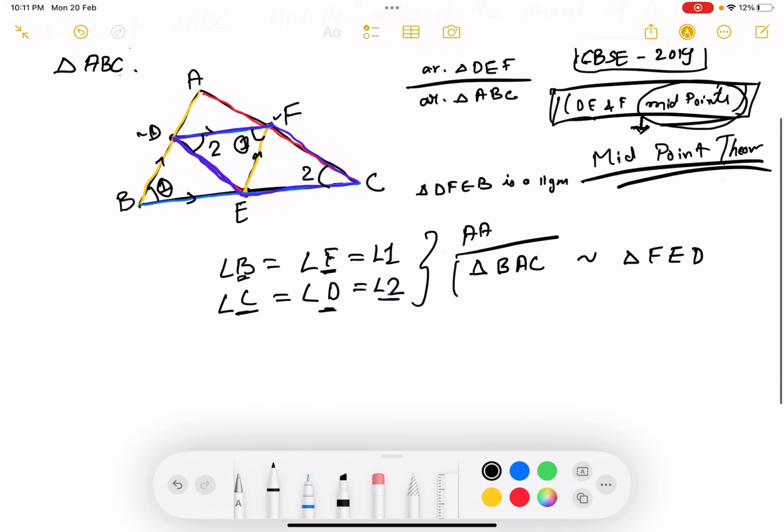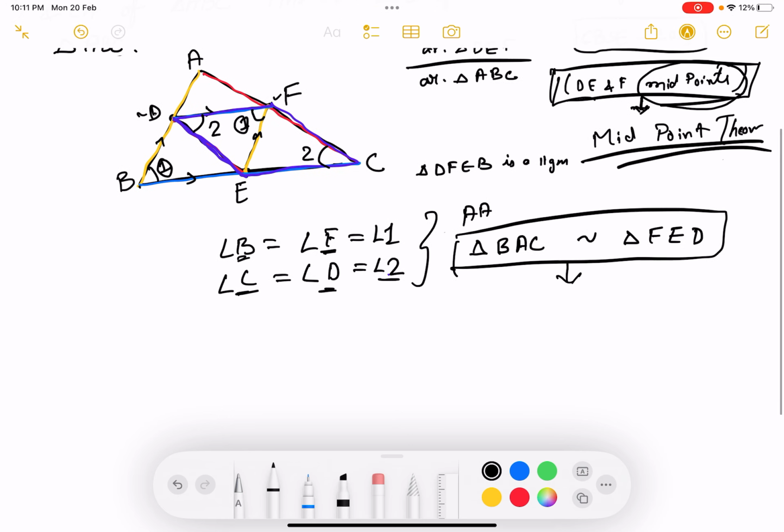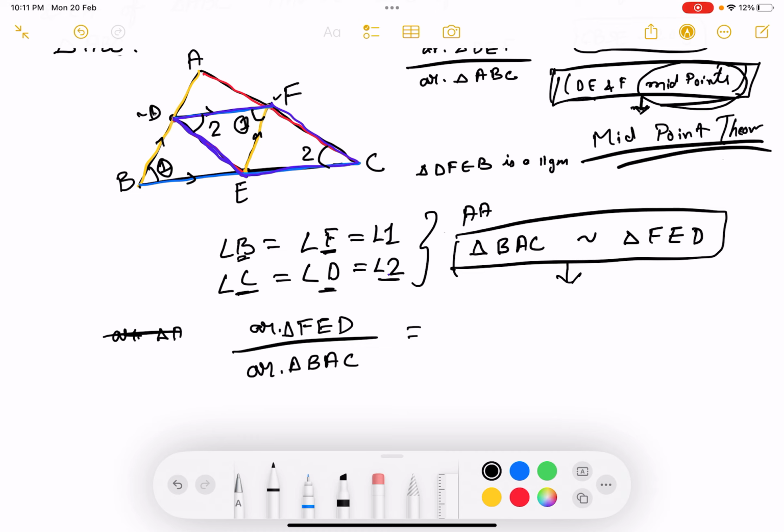And now that they are similar, the ratio of the areas of similar triangles, triangle FED and triangle BAC, is equal to the square of their corresponding sides. So let's take a corresponding side. Here we will take AC. Upper side is the smaller triangle, so we will take ED upon AC whole square.